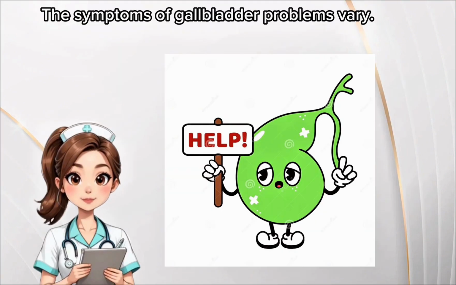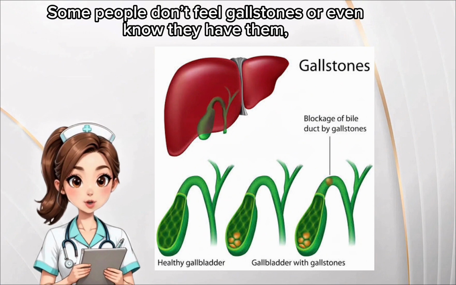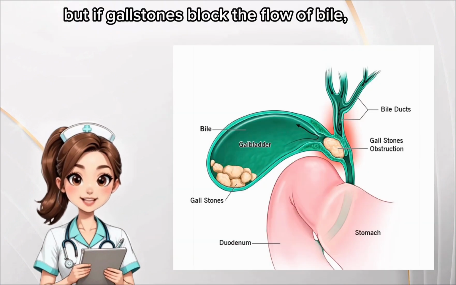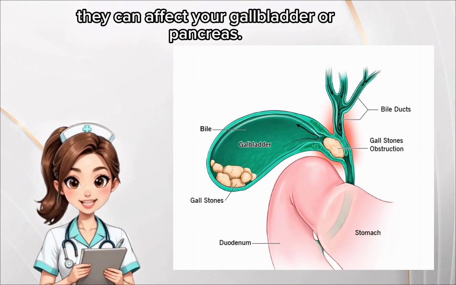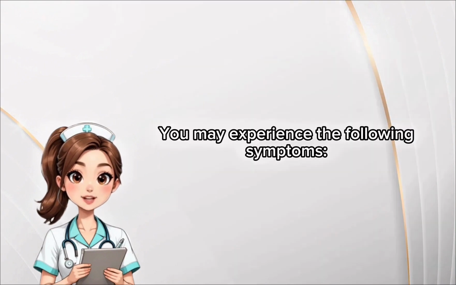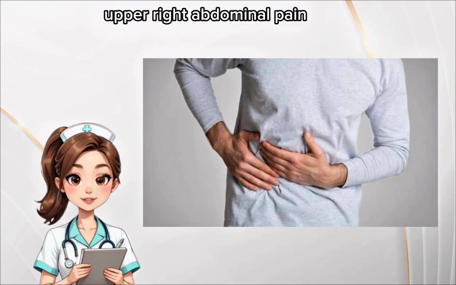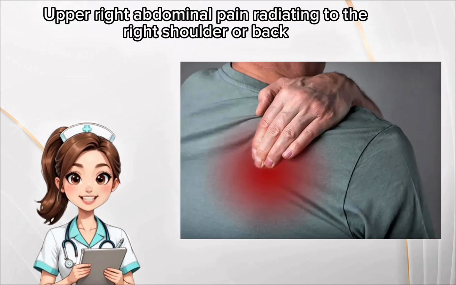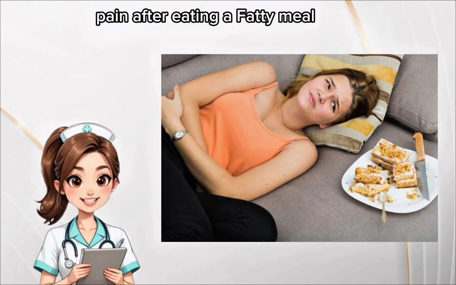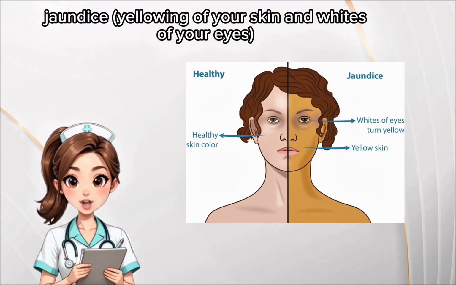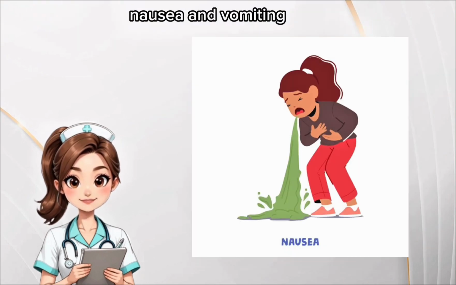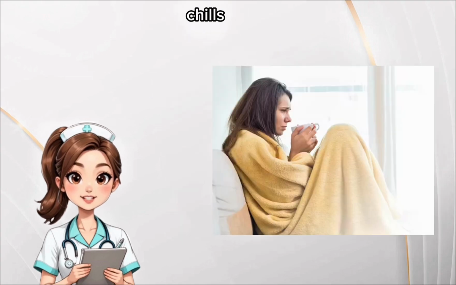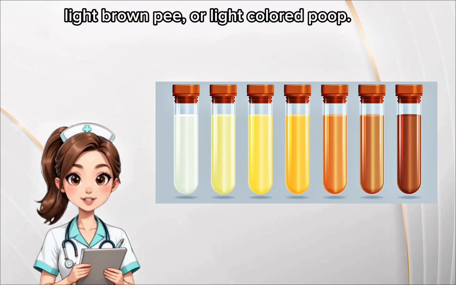Symptoms of gallbladder problems vary. Some people don't feel gallstones or even know they have them. But if gallstones block the flow of bile, they can affect your gallbladder or pancreas. You may experience the following symptoms: upper right abdominal pain, upper mid-abdominal pain, upper right abdominal pain radiating to the right shoulder or back, pain after eating a fatty meal, jaundice, yellowing of your skin and whites of your eyes, nausea and vomiting, fever, chills, light brown pee or light-colored poop.